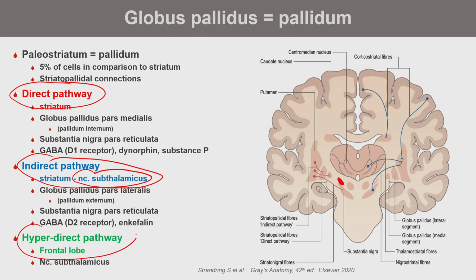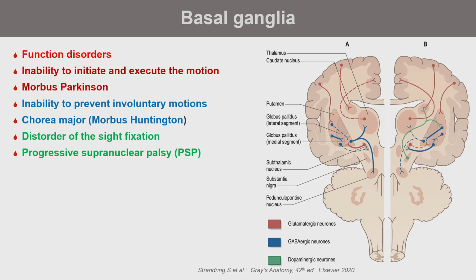And there is also a hyperdirect pathway from cortex directly to the subthalamic region. So this is also control or follow-up from the cortex to the subthalamic part. Basal ganglia and function disorders. Remember that they are typically movement disorders. Those movement disorders are part of some neurodegenerative diseases. You probably know very well Alzheimer's disease, which is a behavioral one.